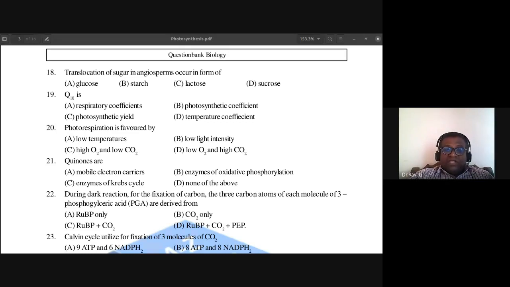See, carbon dioxide fixation is brought about by the previous cycle product, isn't it? Ribulose bisphosphate plus carbon dioxide. So both of them are the source of the three carbon atoms of phosphoglyceric acid. So the answer is C, RuBP plus carbon dioxide. Both of these from the dark reaction are responsible for the three carbon atoms of each molecule of 3-phosphoglyceric acid. So this is the right answer.